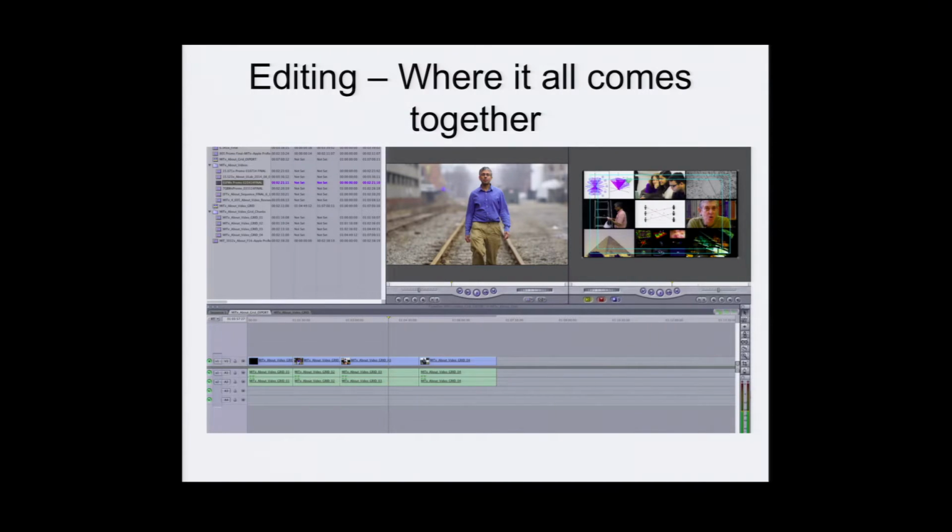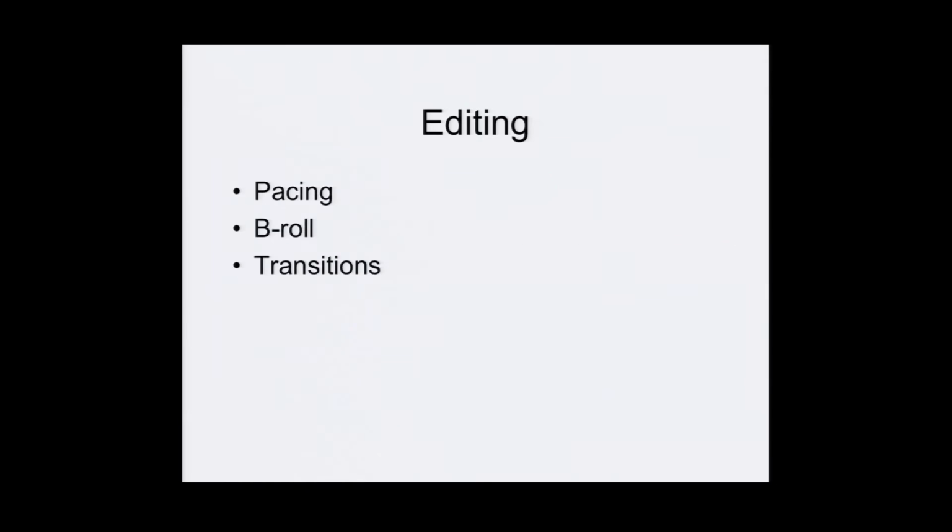So I'm going to just wrap up with a couple of words about editing. This is where all of this stuff comes together and where you find out whether your plan worked: your storyboard, your visual language, your script. And it's also where you fix all the things that didn't work. I guarantee you that plenty of things will not work. Just a word about pacing, B-roll, and transition.